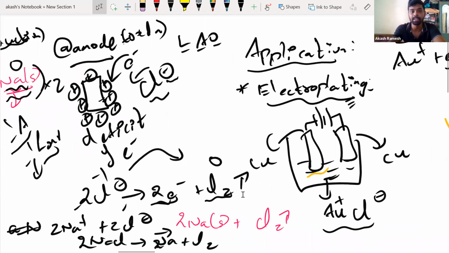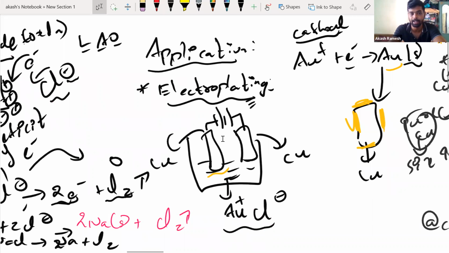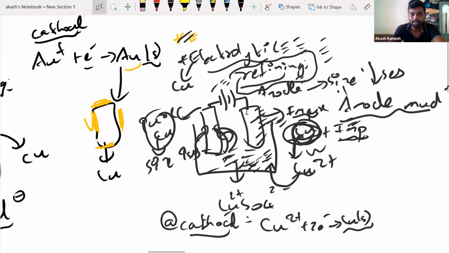And we went on to see some applications. Electroplating, we saw, say for example, if you want to go for gold plating on copper, you will use copper as the electrode here, and then you will use a solution which contains gold ion, right? Same thing will happen. Our Au plus will accept an electron to form Au, but where it is forming, if you see, it is going to form on the surface of the copper rod, the electrode which you used. Right.